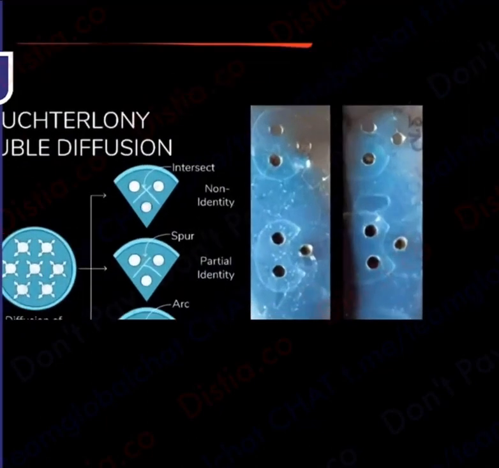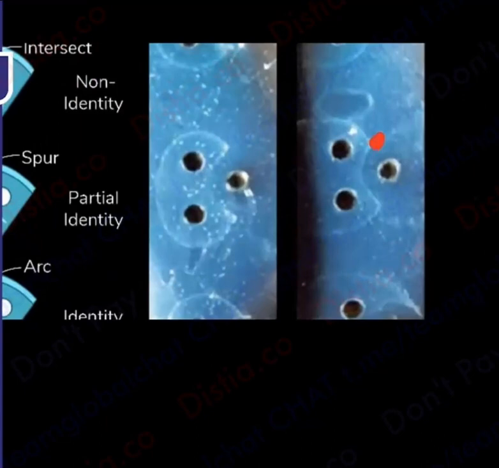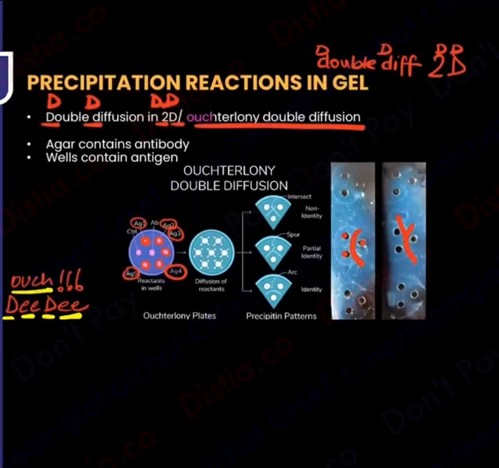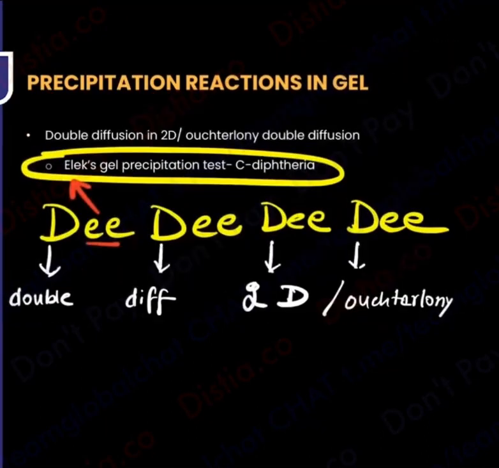So let me ask you, what do you see here? What kind of an arc is forming here? You will say, ma'am, this is looking like a continuous arc. Are these antigens in these wells identical or non-identical? It is continuous, so they are identical, right? If they would have been cutting like this, they would have been non-identical. And if they would have been partially cutting like this, a spur, they would have been partially identical. This is known as the DD test, Ouchterlony test, LX gel precipitation test.